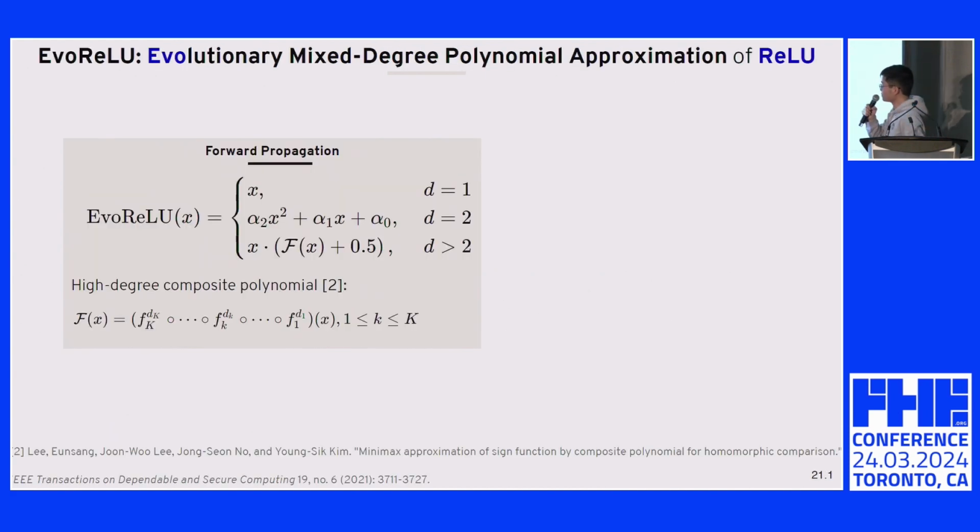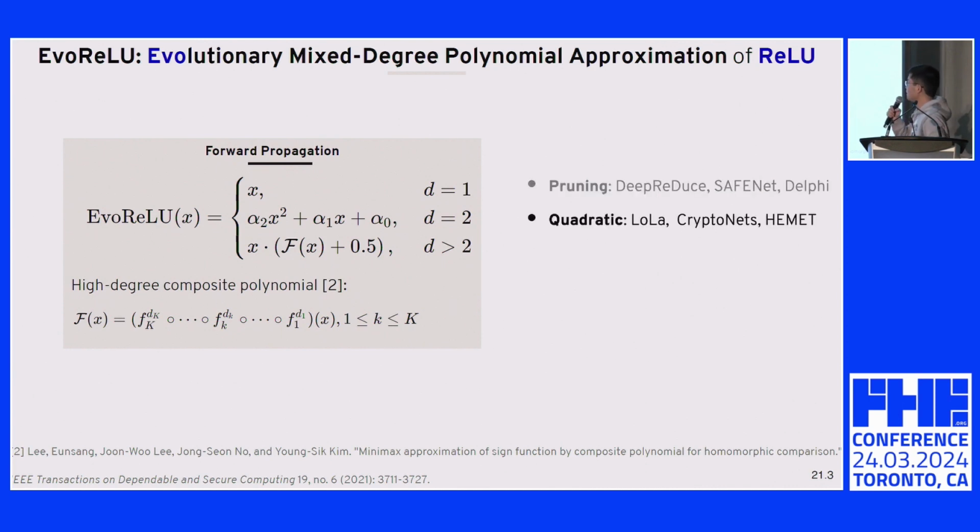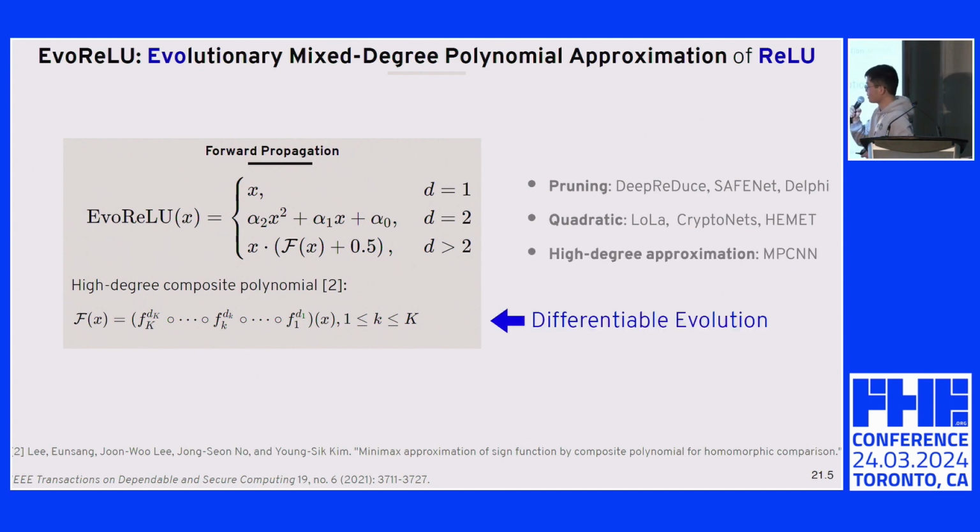Here we define a general framework of polynomial functions for ReLU. We call it EvoReLU. It can be very low degree. If the degree equals one, it's pruning, just removing the ReLU function, and also the square function. And we also include the high degree approximation of ReLU. For the high degree composite polynomial function, we propose to use a differentiable search. We search their coefficients to approximate the ReLU function.